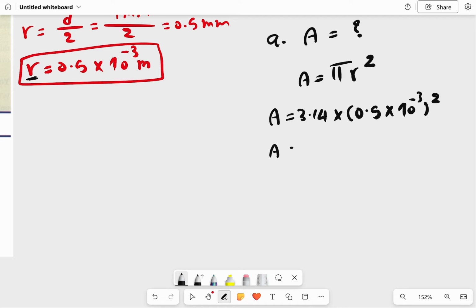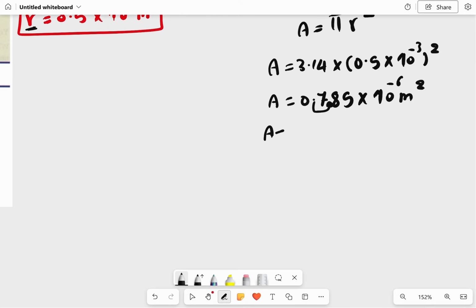Then area will be what? Area is equal to 0.785 times 10 to the power of minus 6 meter squared. Or if you want to put this decimal here, you can say area is equal to 7.85 times 10 to the power of minus 7 meter squared. Okay, this is what? This is for A, calculating the area.